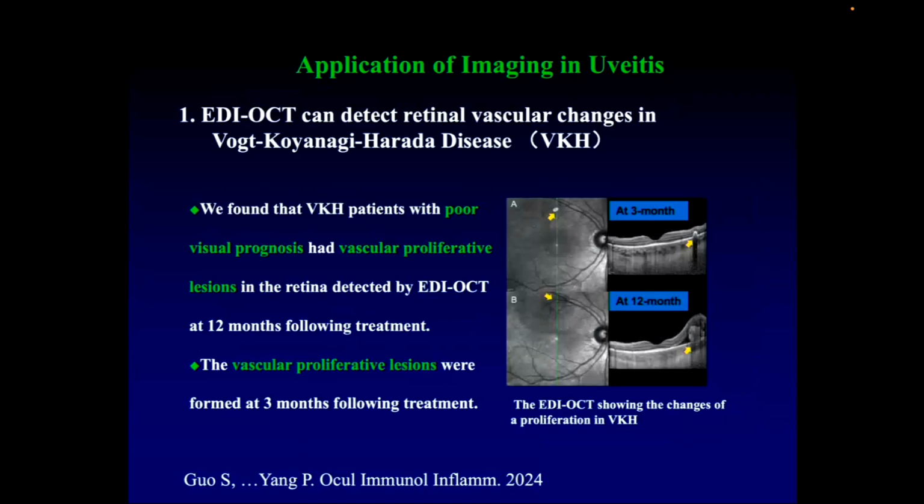Recently, our studies have focused on OCT and OCTA. Next, I will briefly introduce our findings in uveitis using OCT or OCTA. EDI-OCT can detect retinal vascular change in VKH. We found that VKH patients with poor visual prognosis had vascular proliferative lesions in the retina detected by EDI-OCT at 12 months following treatment. The vascular proliferative lesions were formed at 3 months following treatment.